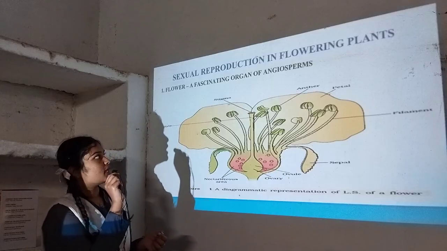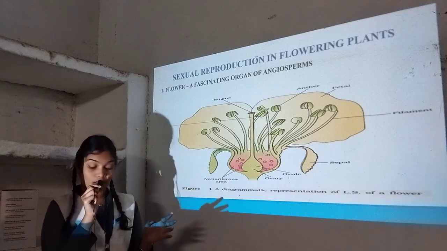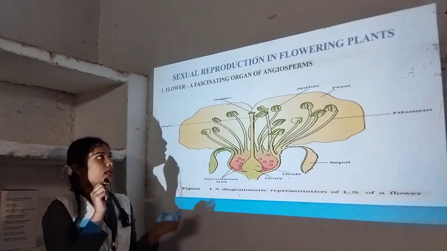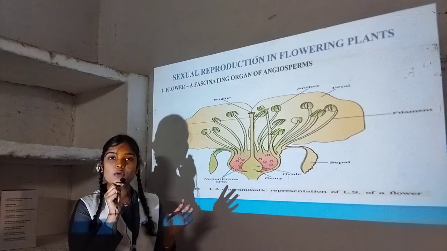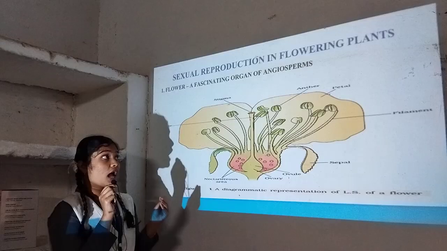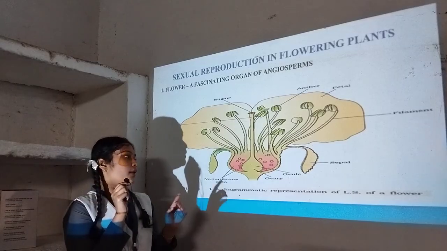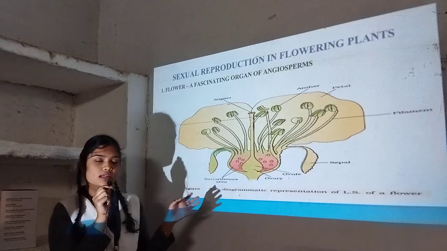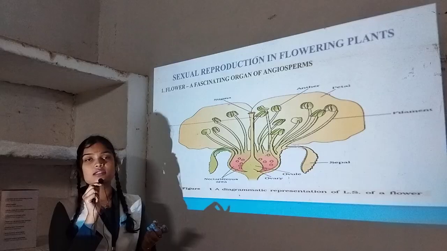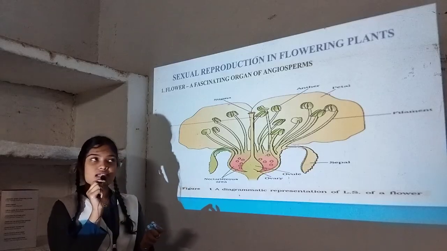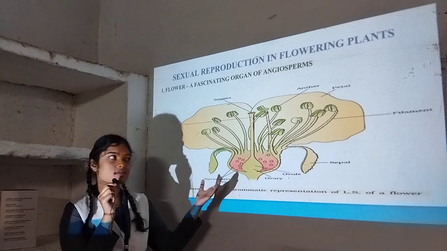And the third whorl is known as the androecium. The unit of the androecium is stamen. And the fourth whorl is the gynoecium, which is a female reproductive part, and the unit of the gynoecium is pistil or carpel. There are two types of organs. First are the accessory organs and the reproductive organs. The accessory organs are the calyx and the corolla, and the reproductive organs are the androecium and gynoecium, and this flower basically stands upon the thalamus.